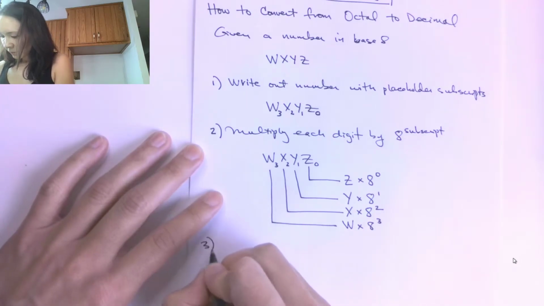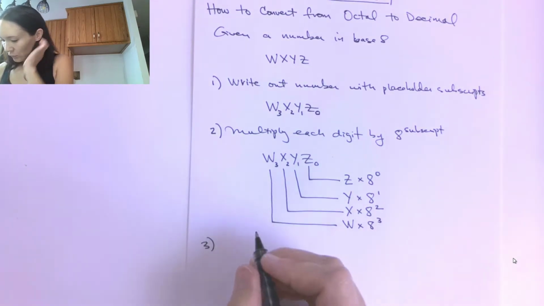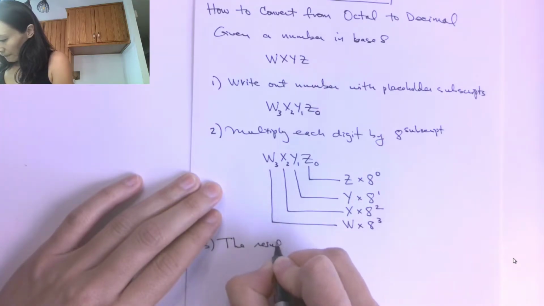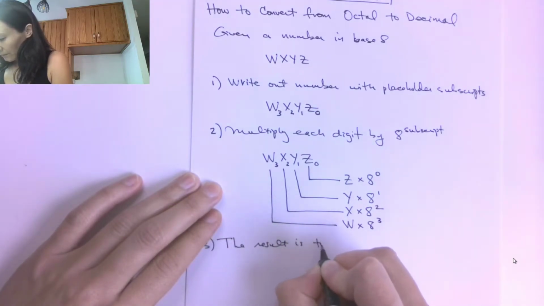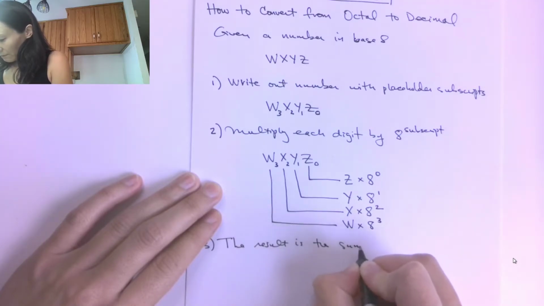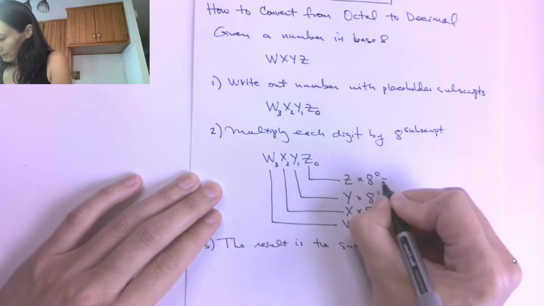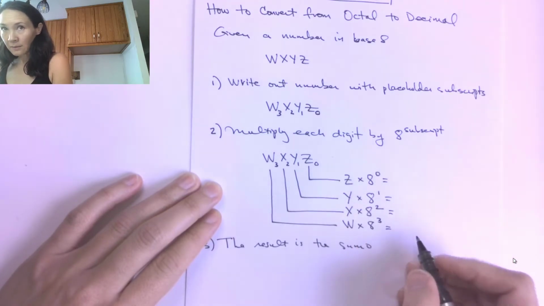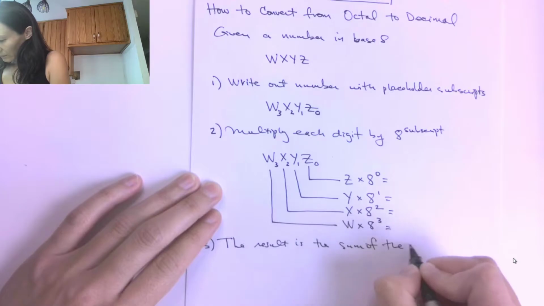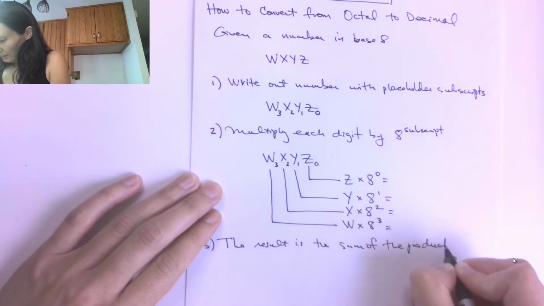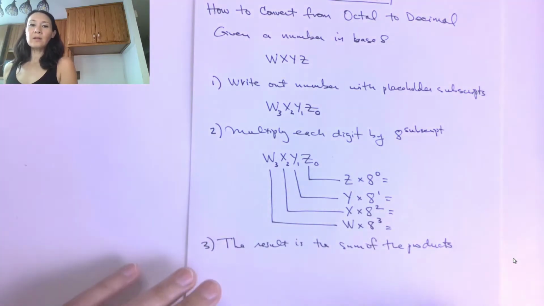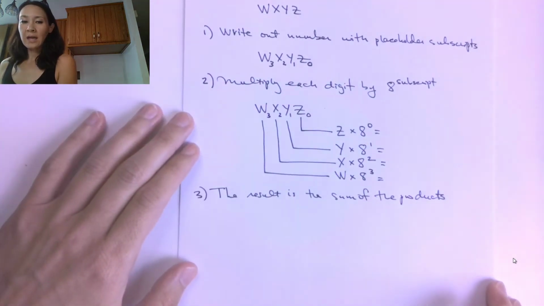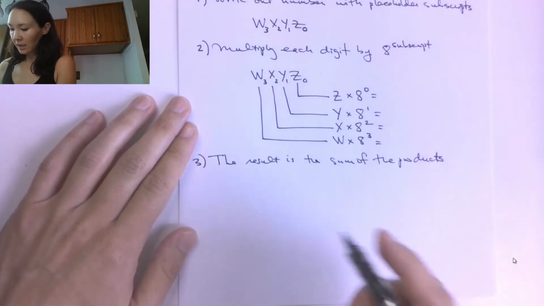Then step number 3, to get the results of the conversion, the result is the sum of all of these products. Whatever each of these is, we just add all these up, the sum of the products. Okay, and that's it. So let's see a couple examples. Let's see a small easy one and a larger, more complicated one.